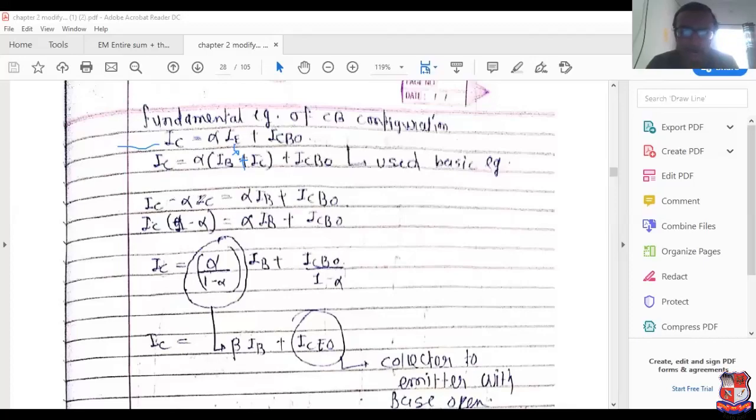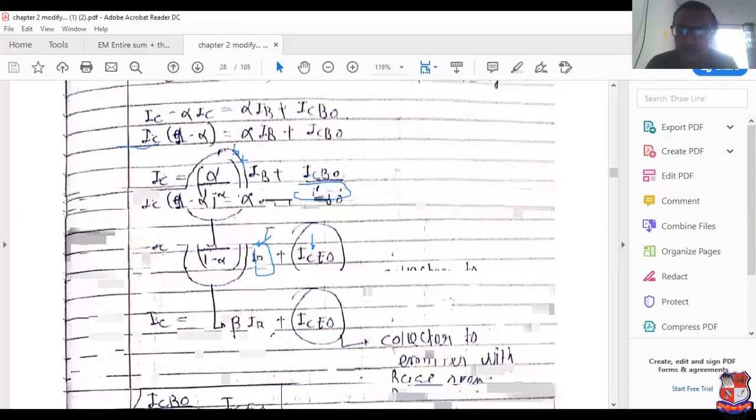So IC = α/(1 − α) × IB + ICBO/(1 − α). ICBO means the leakage current in the common base configuration. But here the scenario has changed; it is the common emitter configuration. So ICBO/(1 − α) is known as ICEO.